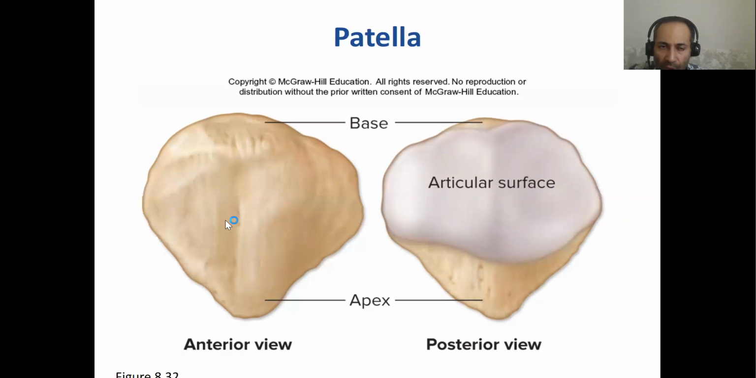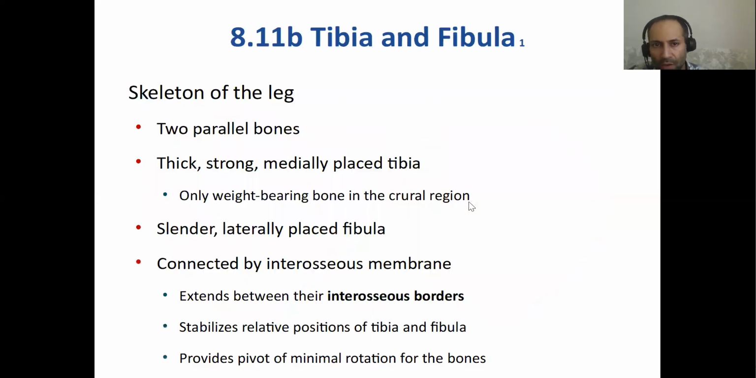This is the front or the anterior view of the patella. This is the back where you have this articular surface and this cartilage. That'll help you differentiate, okay?